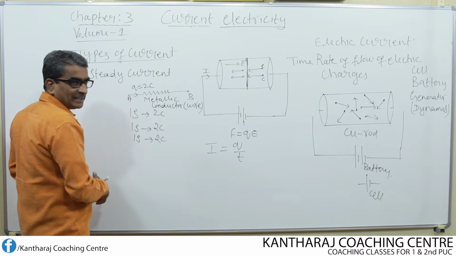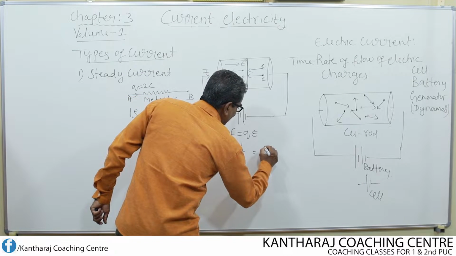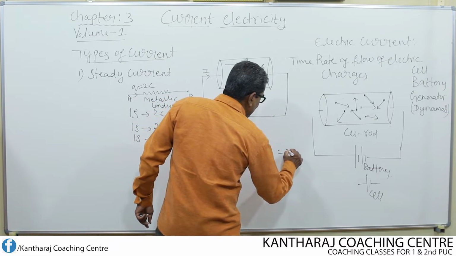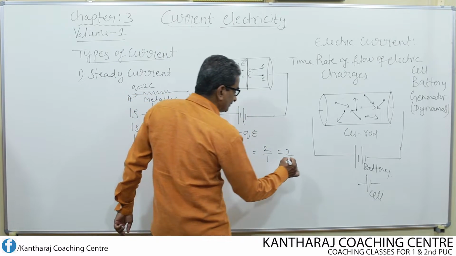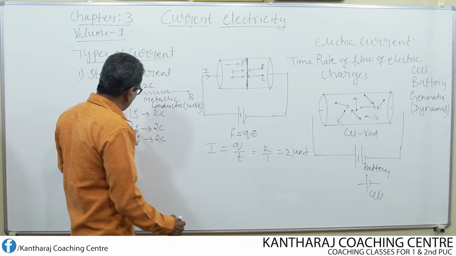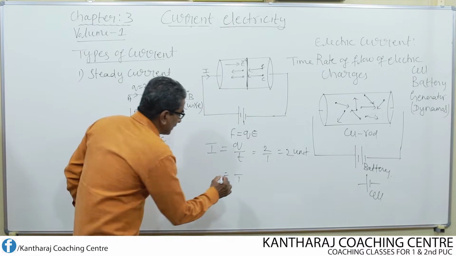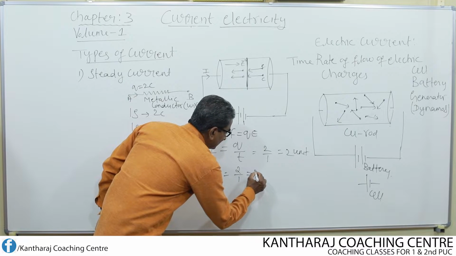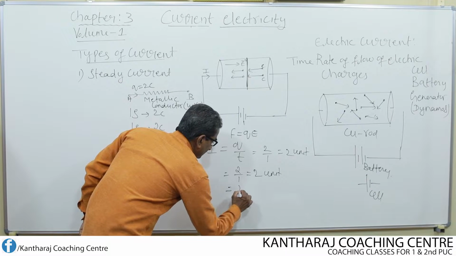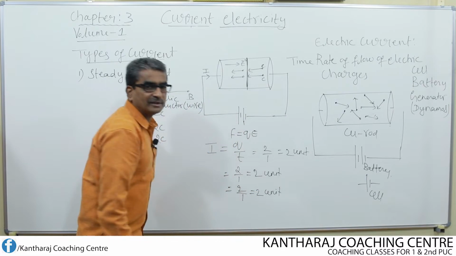Now coming to the steady current, in 1 second, what the amount of charge that flows? 2 coulomb. Now what is the strength of the current? The strength of the current is 2 units. Again in the next 1 second, 2 coulomb of charge flows. Again the strength of the current is 2 unit. Again in the next 1 second, 2 coulomb of charge flows. The strength of the current is 2 unit.